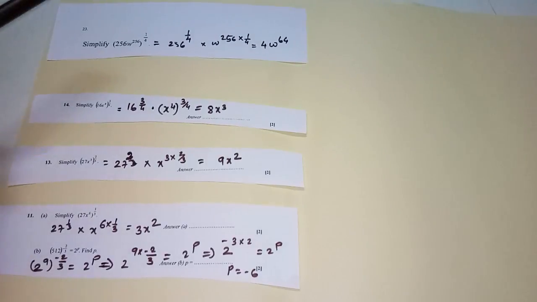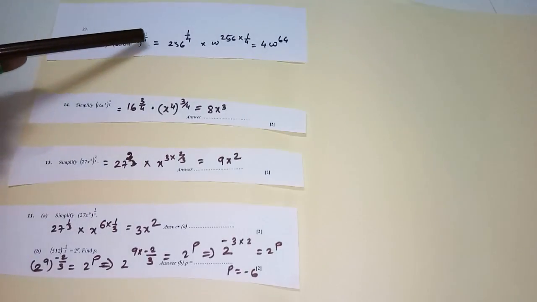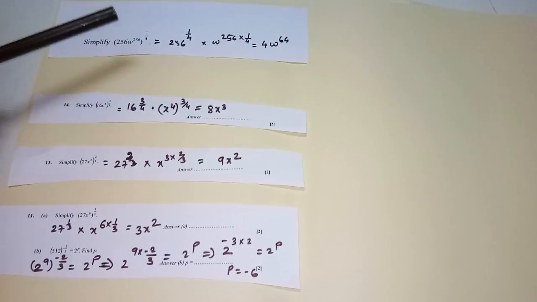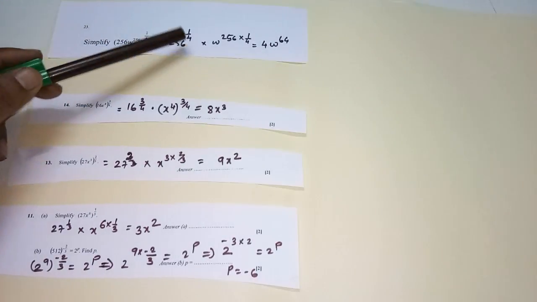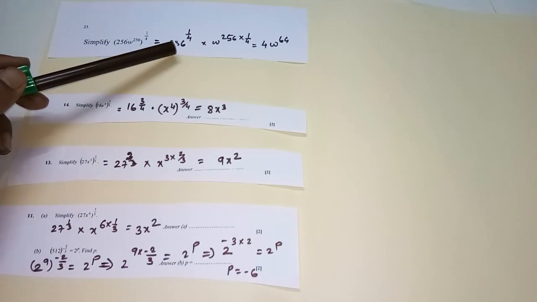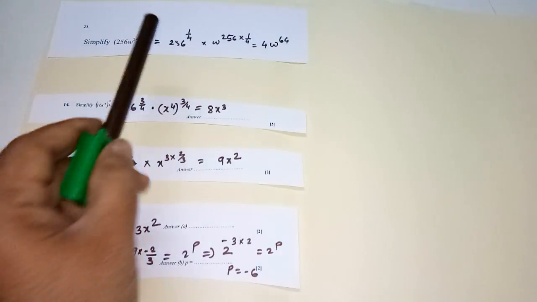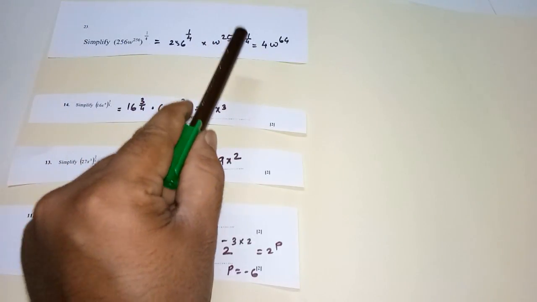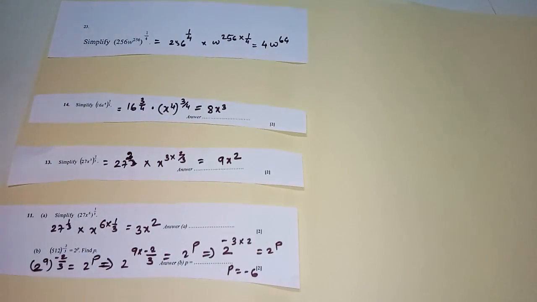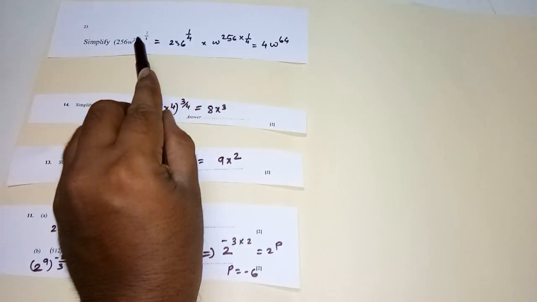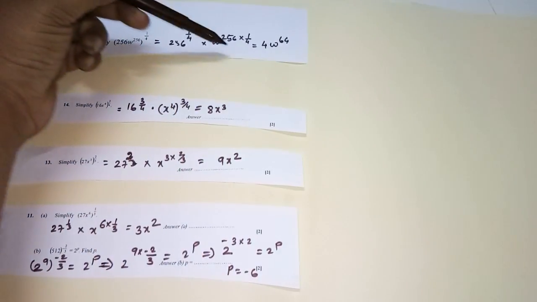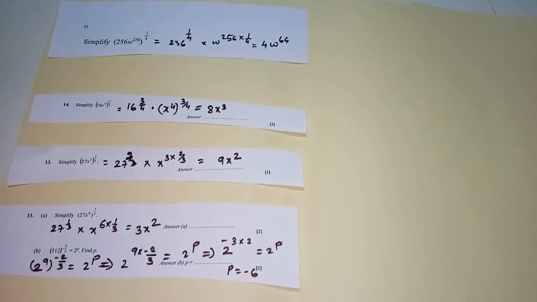First of all, the first question: if you notice, the power 1/4 belongs to 256 as well as to w to the power 256. So I write 256 to the power 1/4, which is nothing but the 4th root of 256, and if you find it from your calculator, you get the answer as 4. Also, w raised to 256 times 1/4, because the powers get multiplied, is going to be w to the power 64. So this becomes 4 times w to the power 64.